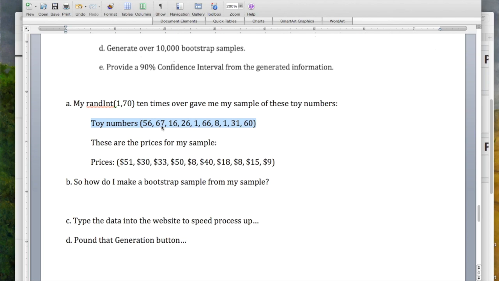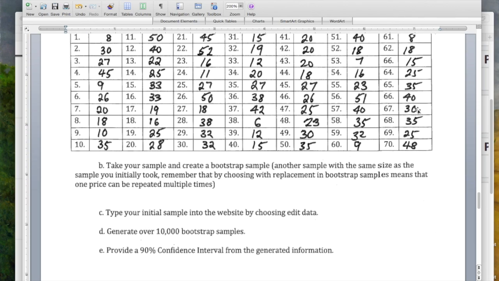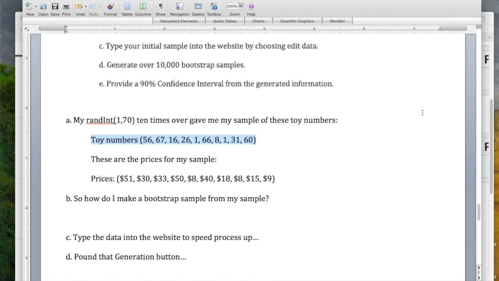So what I'm doing is taking each of the toy numbers that I found. 67 was one of the toys that was selected. It has a price of $30. So these are the prices, and these are the numbers we're going to be using to create our bootstrap sample. So that in blue there is my original sample. Those are the original prices that I got.